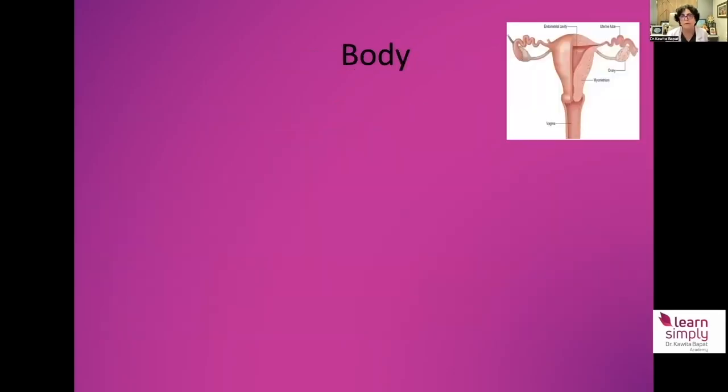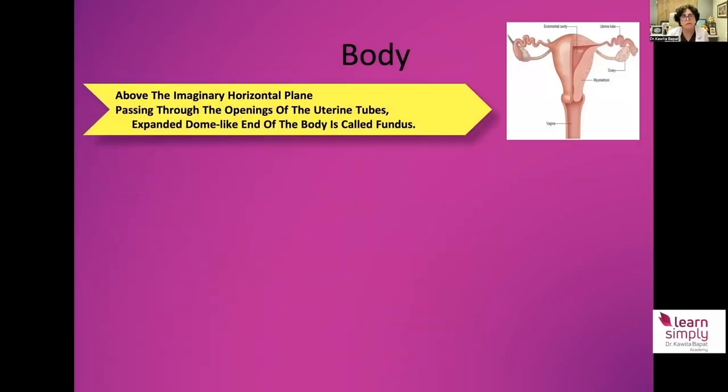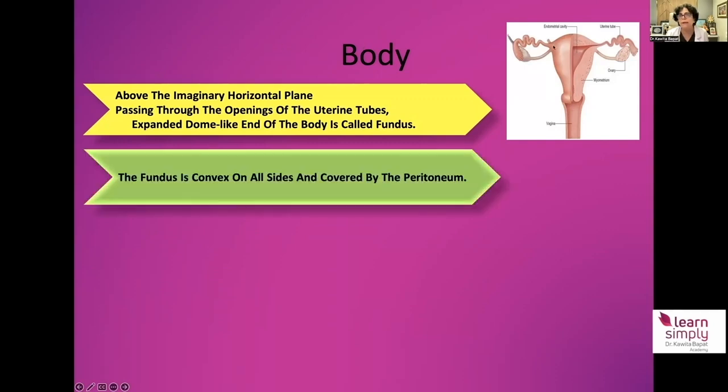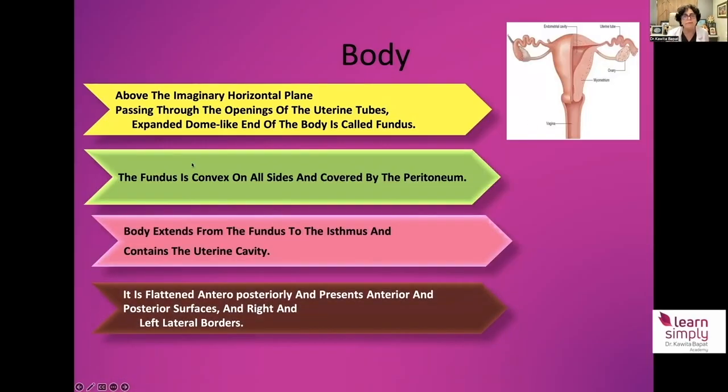That's another important point. Now, what is the body of the uterus? It's above the imaginary horizontal plane passing through the openings of the uterine tubes. So you can understand, I'm just drawing this over there, and you can see this is the expanded dome-like end of the body, the fundus. The fundus is convex on all sides and covered by the peritoneum, and it extends from the fundus to the isthmus.